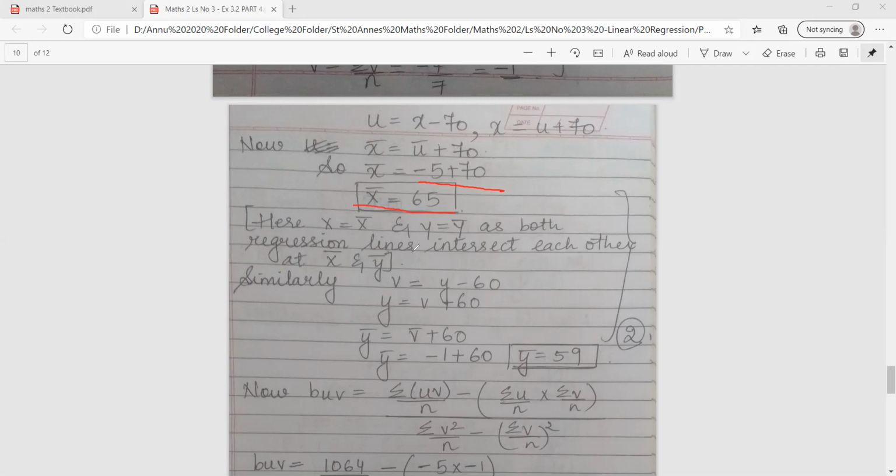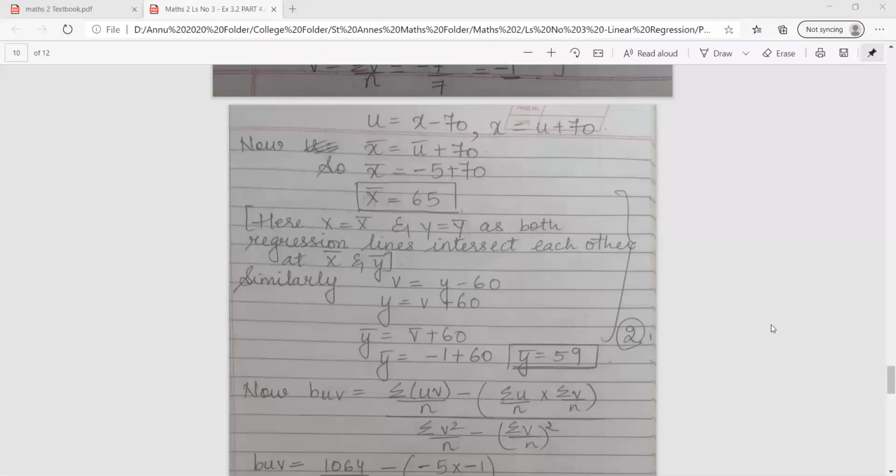In the similar manner, v is equal to y minus 60, so y is equal to v plus 60. So y is equal to y bar and v is equal to v bar. On substituting the values, I got the value of y bar to be 59. So this reasoning is very important over here. So pay attention to that. Now you have all your values.